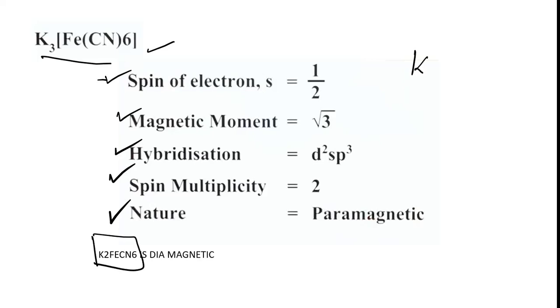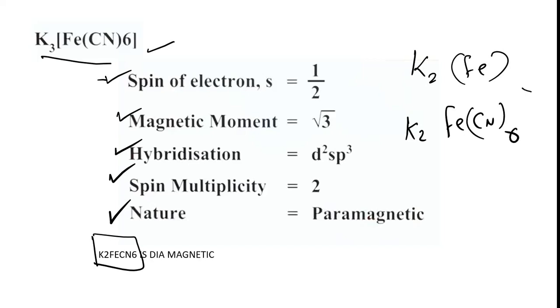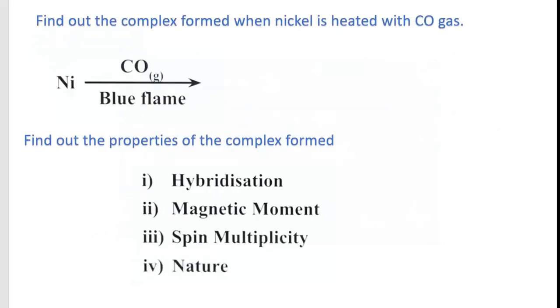K4[Fe(CN)6]. So this will be diamagnetic. So keep it in mind, K3, K4. K3 is paramagnetic and K4 is diamagnetic. Is it clear? Then let us work out some questions.